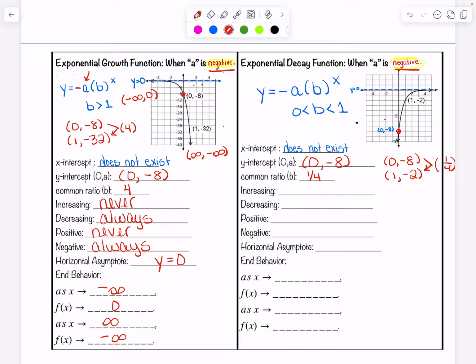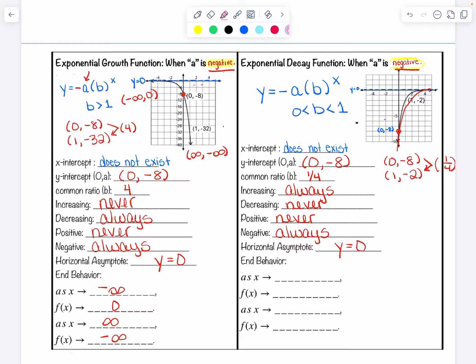This graph from left to right is increasing. So when is it increasing? Always. Now that doesn't mean it goes up to positive infinity. That just means it's always getting closer and closer to 0. When is it decreasing? Never. When is it positive? Well, it's never above y equals 0. So that must mean that it's always negative. The horizontal asymptote, y equals 0.